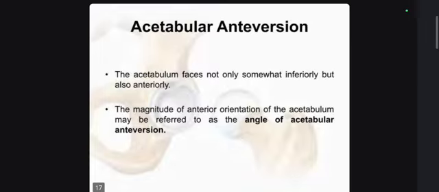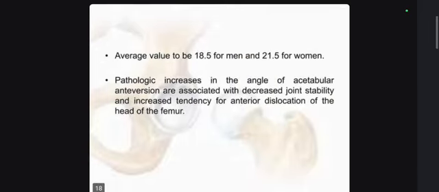Acetabular anteversion. The acetabulum faces not only somewhat inferiorly but also anteriorly. The magnitude of anterior orientation of the acetabulum may be referred to as the angle of acetabular anteversion. The average value is 18.5 degrees in men and 21.5 degrees in women. Pathologic increases in the angle of acetabular anteversion are associated with decreased joint stability and increased tendency for anterior dislocation of the head of the femur.